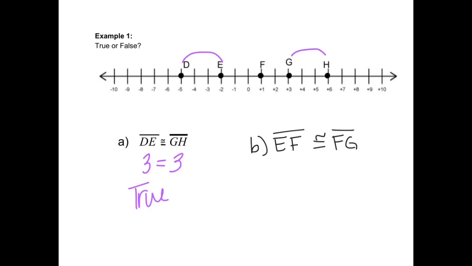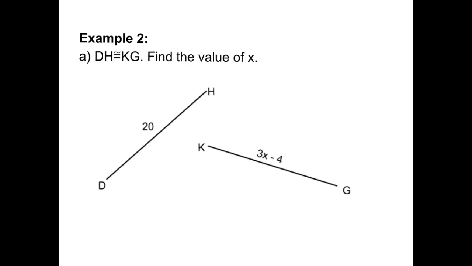Let's check out the next one. EF is congruent to FG. So from E to F, it is 3 units. From F to G, it's just 2 units. So since 3 does not equal 2, the original statement is false because EF is not congruent to FG because they are not the same length. So in example 1, you are checking for congruency, seeing if the two line segments were actually the same length.